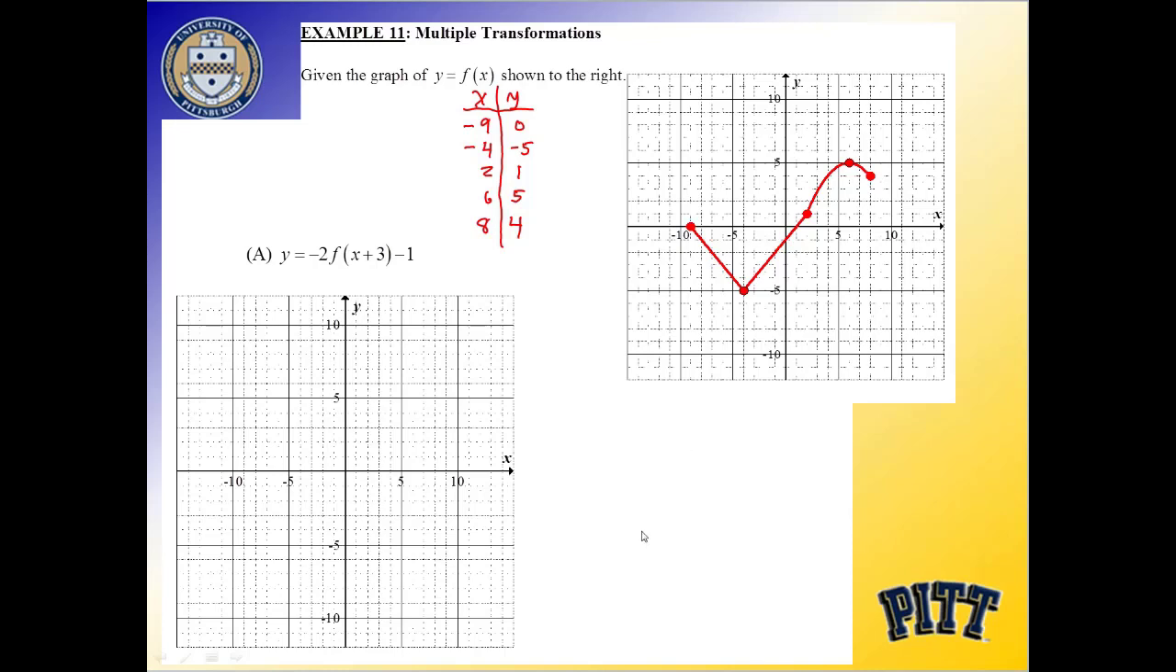So look and see what I got here. I have a negative 2 and a minus 1 outside the parentheses, happening to the function. I have a plus 3 inside. So I have two vertical transformations, one horizontal transformation. So based off of those numbers, the x's I should subtract 3 from all of them. The y's I should multiply by negative 2 and then subtract 1.